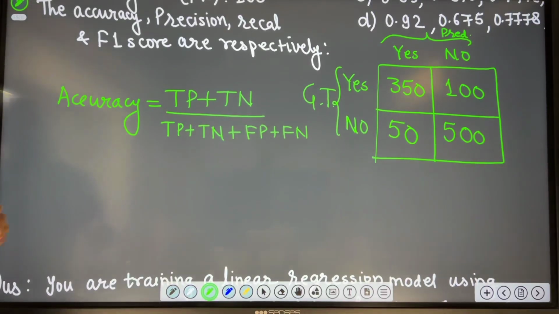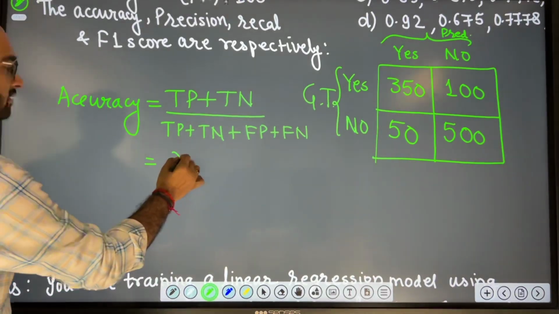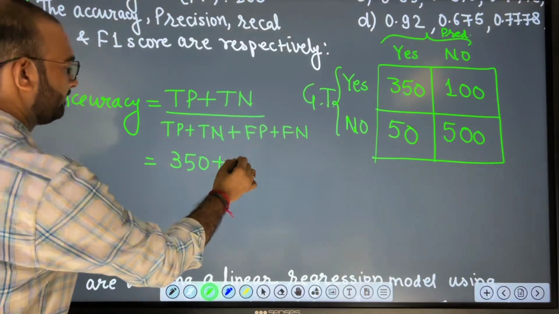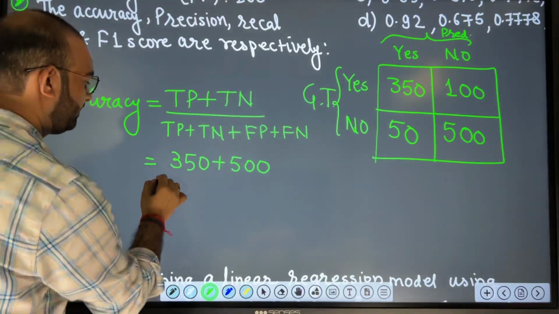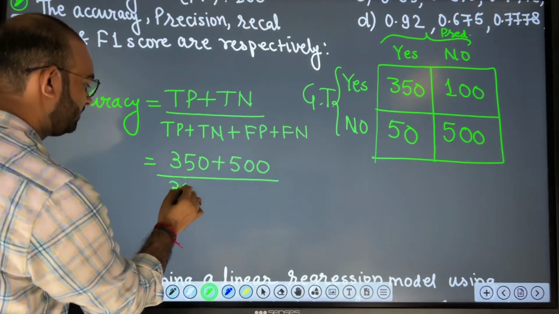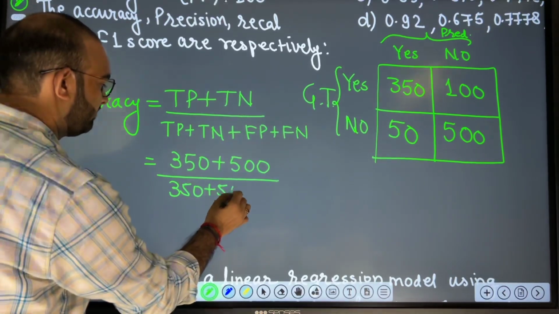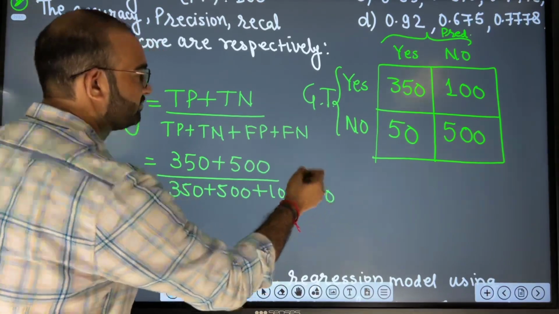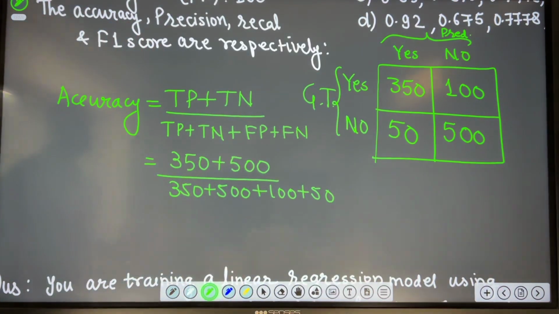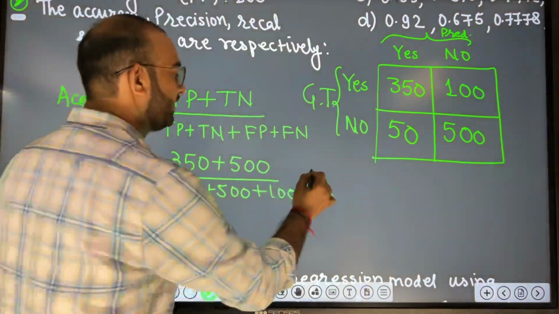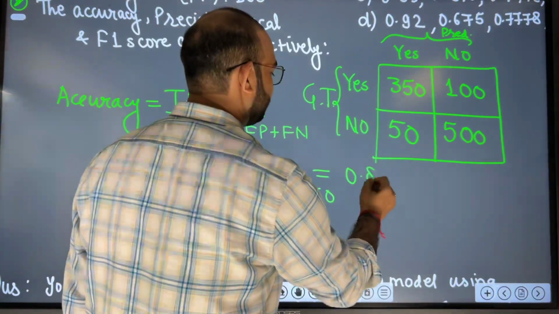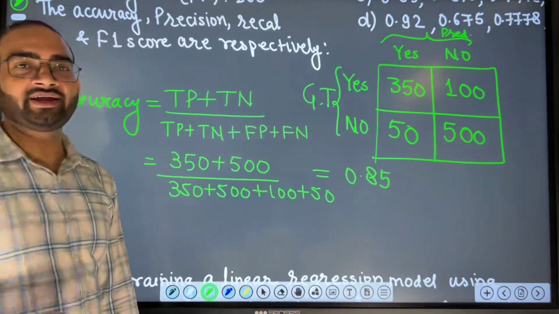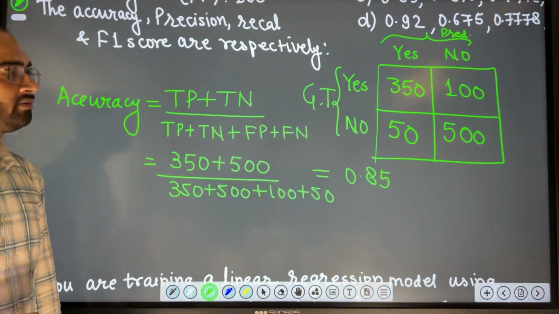So this will be 350 plus 500 divided by 350 plus 500 plus 100 plus 50, all these values. So when we solve this, we'll get the answer of 0.85. So this 0.85 is the accuracy of your model.